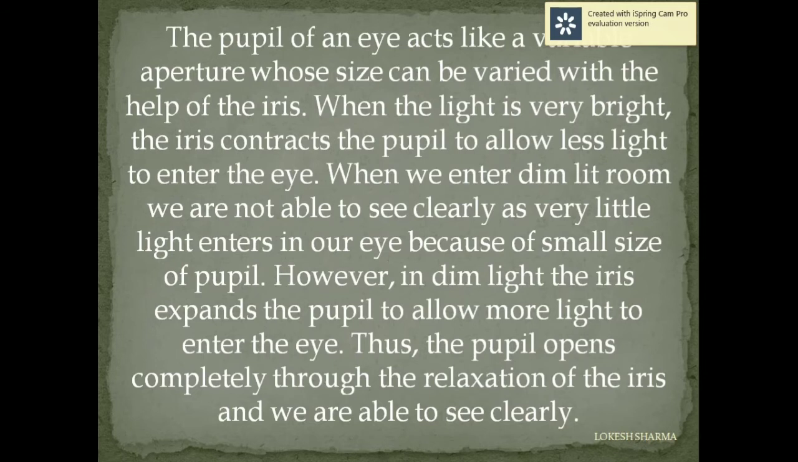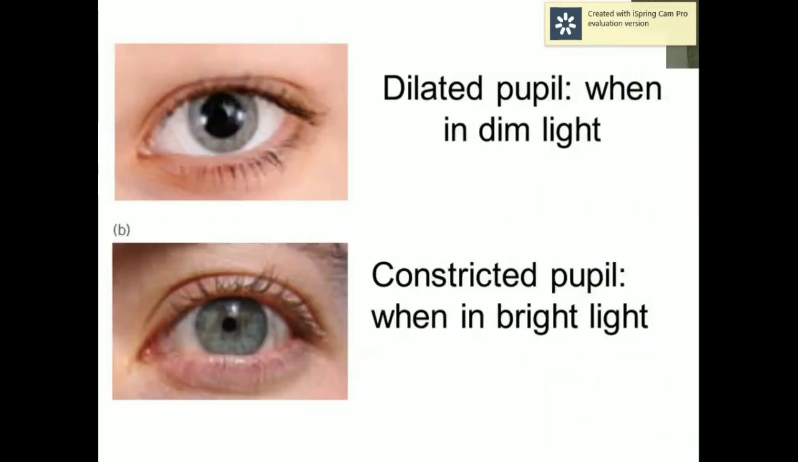When we enter a dim lit room, we are not able to see clearly as very little light enters our eye because of the small size of the pupil. However, in dim light, the iris expands the pupil to allow more light to enter the eye, but it takes some time. Thus, the pupil opens completely through the relaxation of the iris and we are able to see clearly.